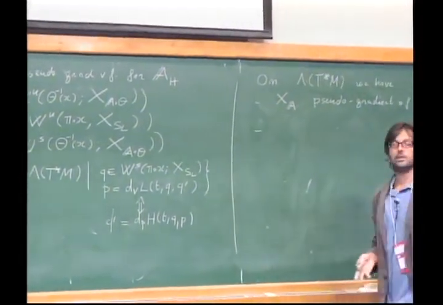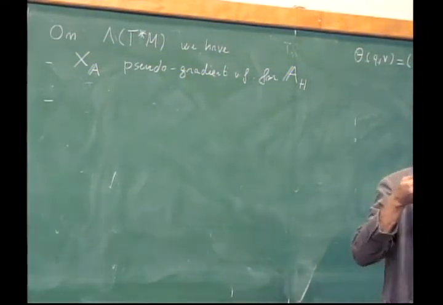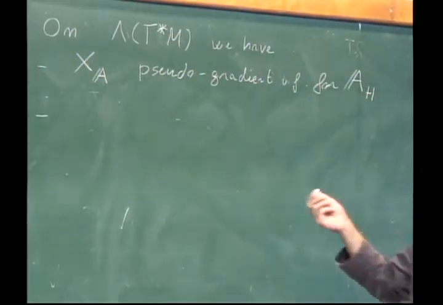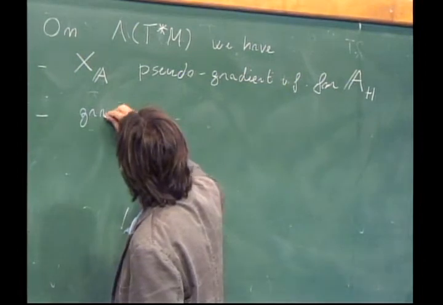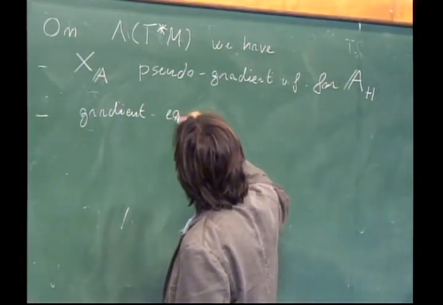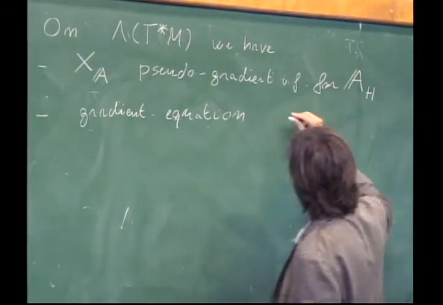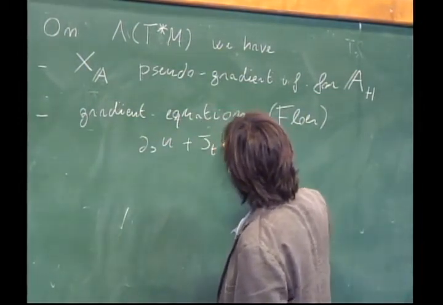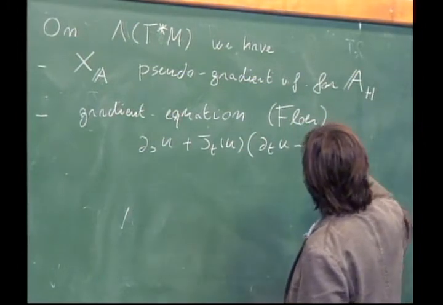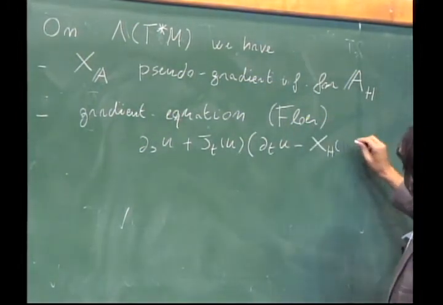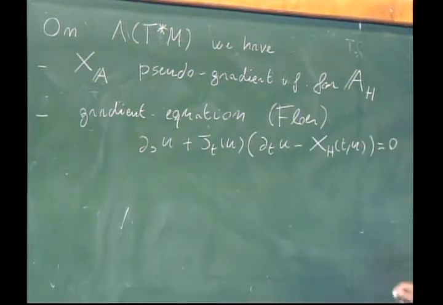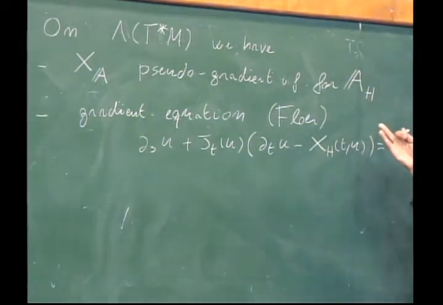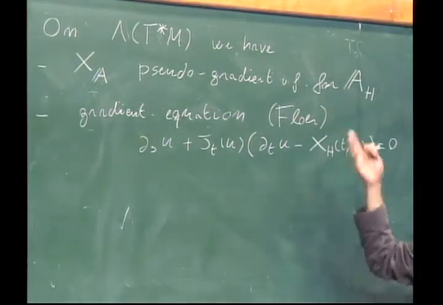The second thing that we have instead is this Floer equation. The Floer equation is like a gradient flow equation, but which defines no flow. We have this gradient equation, this Floer equation: d_s u plus J_t(u) d_t u minus the vector field X_H(t, u) equals 0, which again, I mean, does not define a flow, but it's still a gradient equation for the same function.